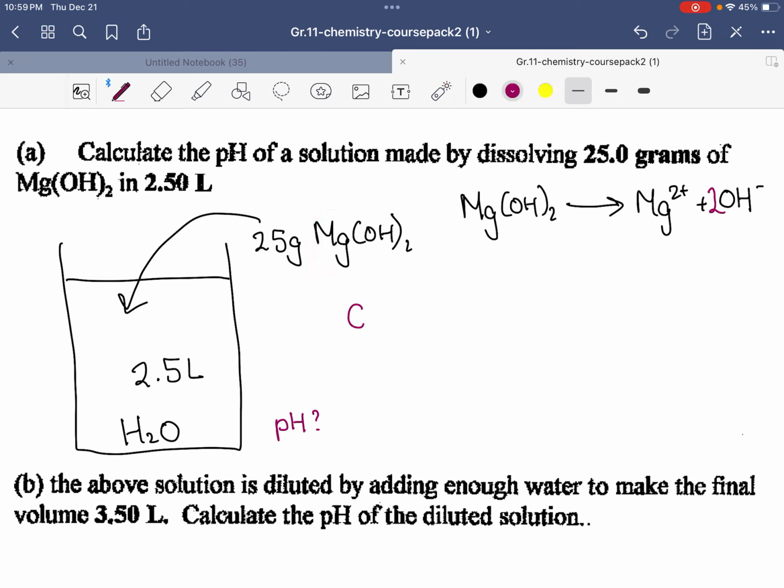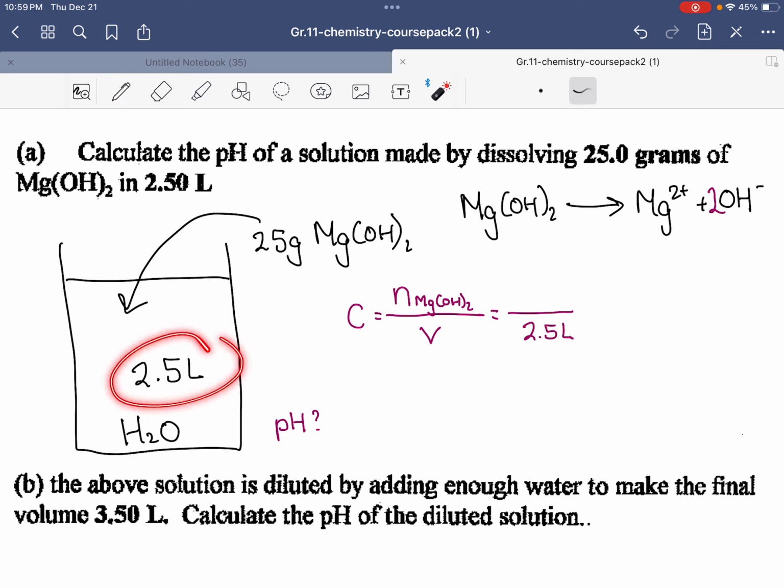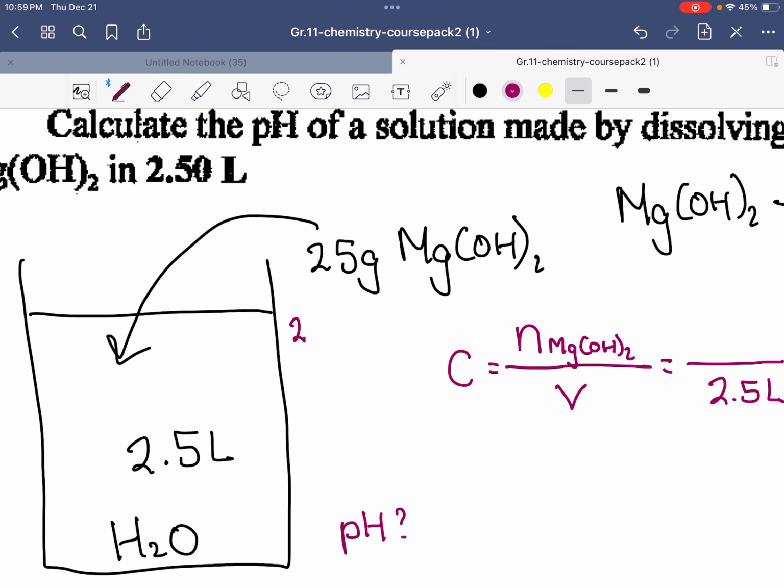So concentration is equal to the mole of Mg(OH)2 divided by the volume. Now, volume is 2.5 liters. We know that. What about the mole of Mg(OH)2? Well, we do have mass right here, right? And we can easily change that to mole. So that will be 25 grams times 1 mole over 58 grams, because that's the molar mass of magnesium hydroxide. And that will give you 0.43 mole.